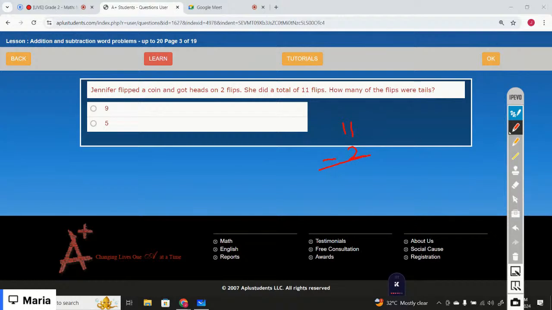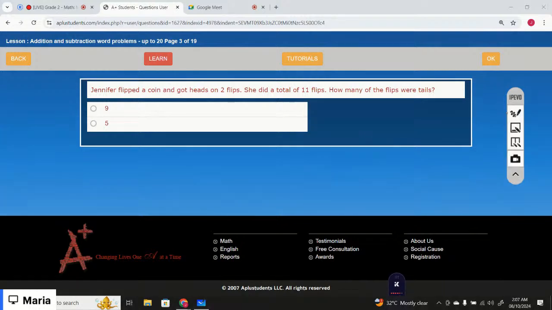11 take away 2 is 9. Option number 1 is the correct option. That means if she did a total of 11 flips, 2 of them are heads, the rest of the 9 were tails. The correct option is 9. Option number 1 is the correct option.